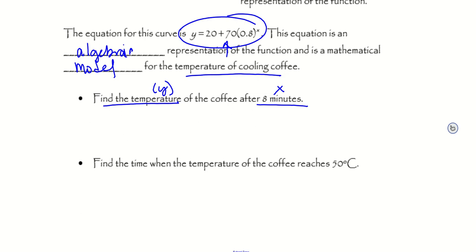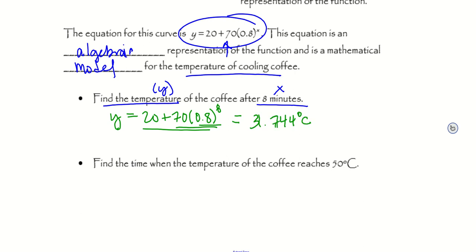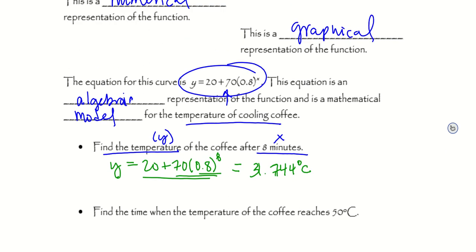Well, we can. If we come in here and we leave y unknown, that's what we're trying to find, and we replace our x with our given time, which is 8 minutes, and we evaluate that, right? And remember, you would do exponents first, then multiplication, then addition, right? You can use your calculator as an aid. You would get 31.744 degrees Celsius.